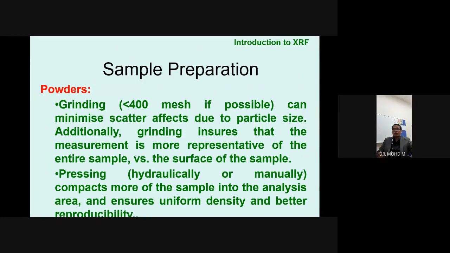We need to first grind your sample until we get it to less than 400 mesh, if possible, as tiny as possible, to minimize the scattering effects. If you have a bulk sample, it will lead to scattering and then your data is not that accurate. And then pressing hydraulically or manually, you have to make it compact, okay?